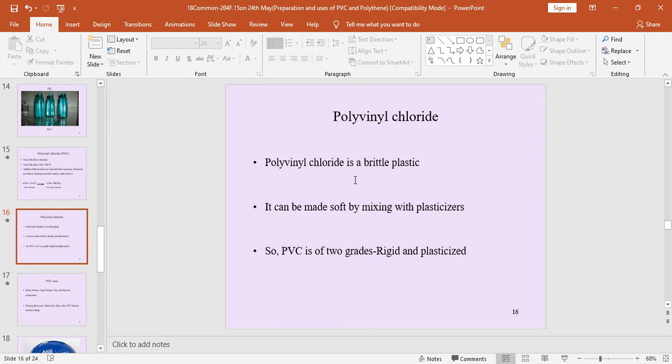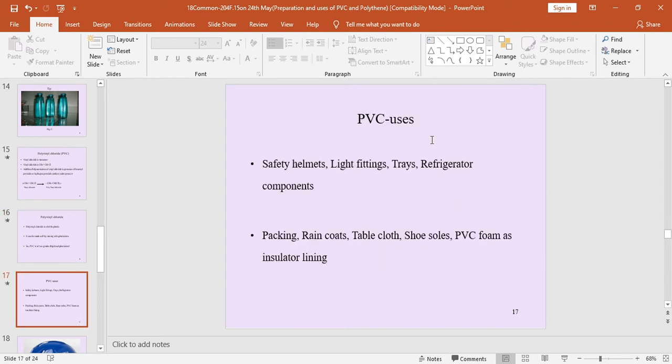Next, see PVC. PVC is a somewhat brittle plastic. It can be made soft by mixing with plasticizers, so we are increasing softness by using plasticizers. So PVC is of two grades, rigid and plasticized. So the first grade is rigid and the second one is plasticized. These are the important uses of polyvinyl chloride, PVC.